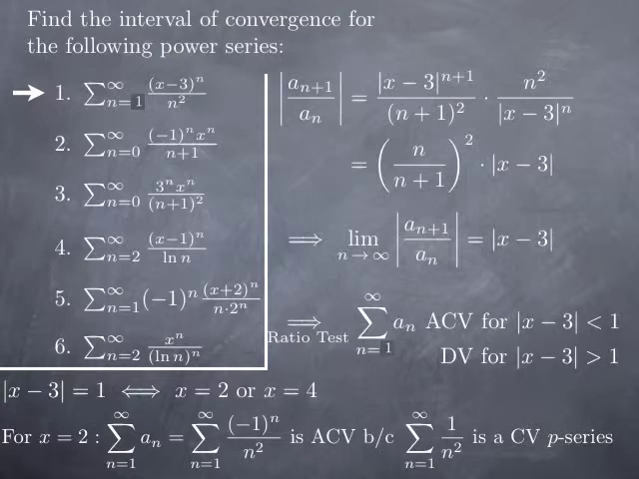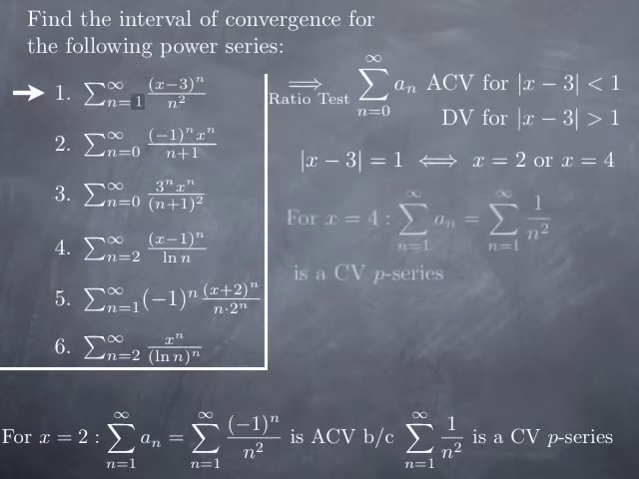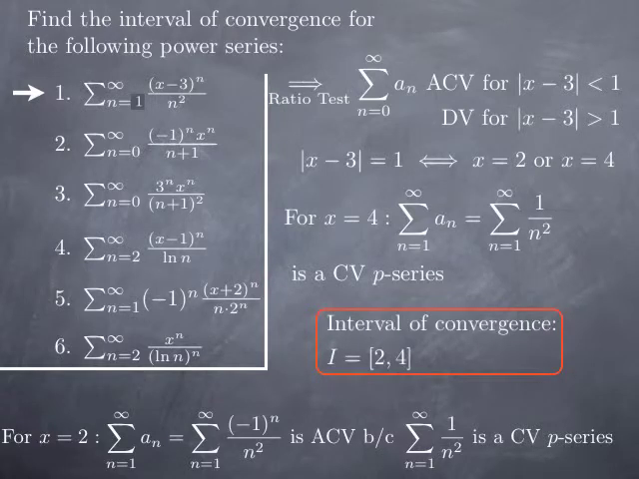This is an absolutely convergent series because the series of 1 over n squared is a convergent p-series. So the series is going to be convergent for x equals 2 and also for x equals 4 because we get the same convergent p-series at x equals 4. If you plug x equals 4, you get 4 minus 3, 1. 1 to the n is 1. So that means that the interval of convergence is the interval from 2 to 4 where we include both endpoints.